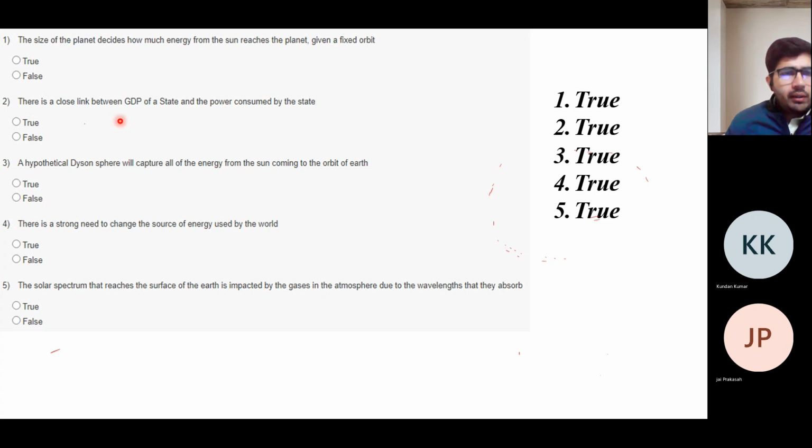The solar spectrum that reaches the Earth's surface is impacted by the gases in the atmosphere. Yeah, it's correct, because the greenhouse gases are sensitive to infrared radiation.